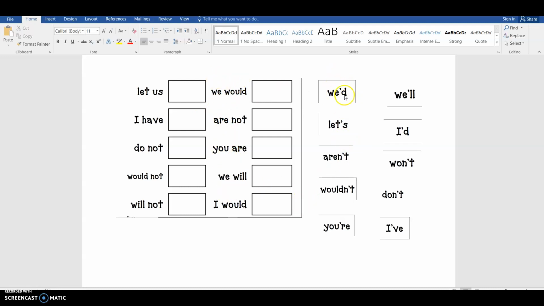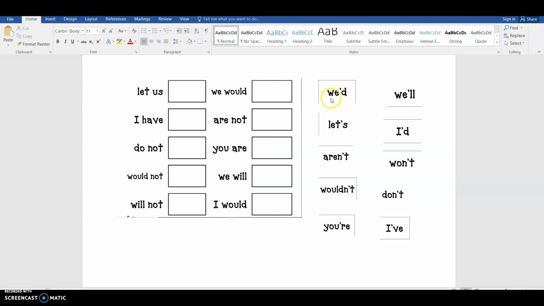So let's start with this one. We have we'd. We'd. I see that the base word or the first word for this contraction is we. So I know that the first word that I need to look for over here is going to be we. Well, we only have two, right? It's this one, we would, and we will.